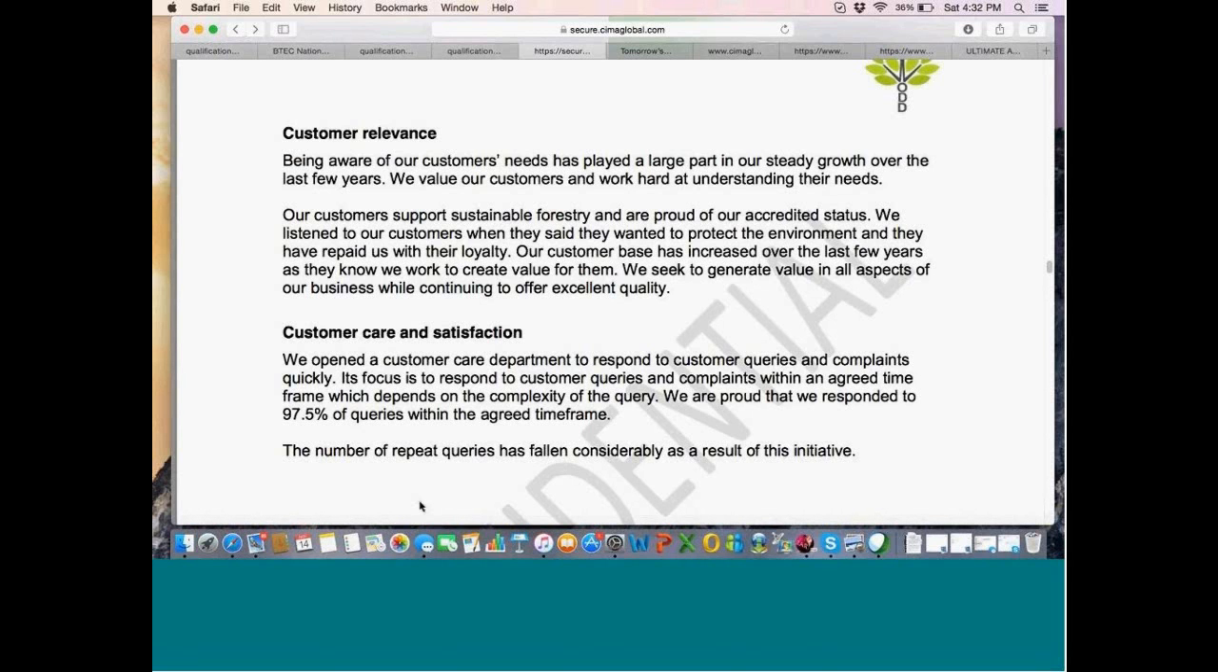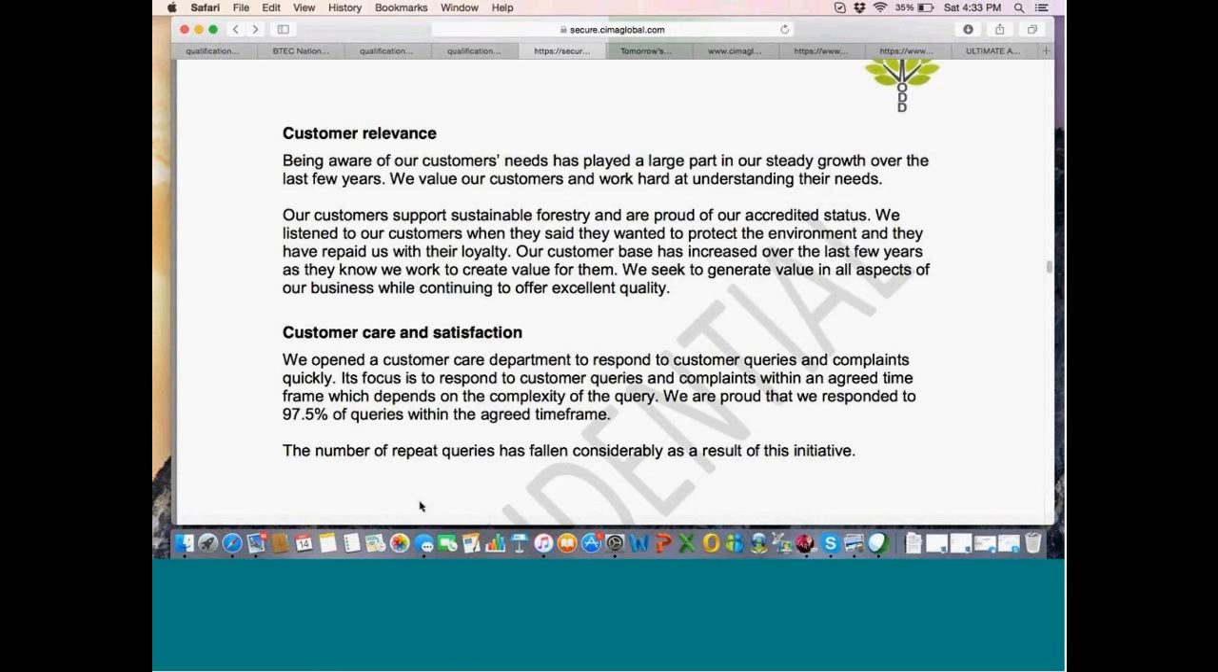They talk about a customer care department, right? So I'm just wondering what type of customer care, the questions that the customers come up with, what would they be? Any ideas? The usual thing that comes to mind is delays in supplies or delays in sticking to the commitment. Right. So they're talking about, we open a customer care department to respond to customer queries and complaints quickly, right?